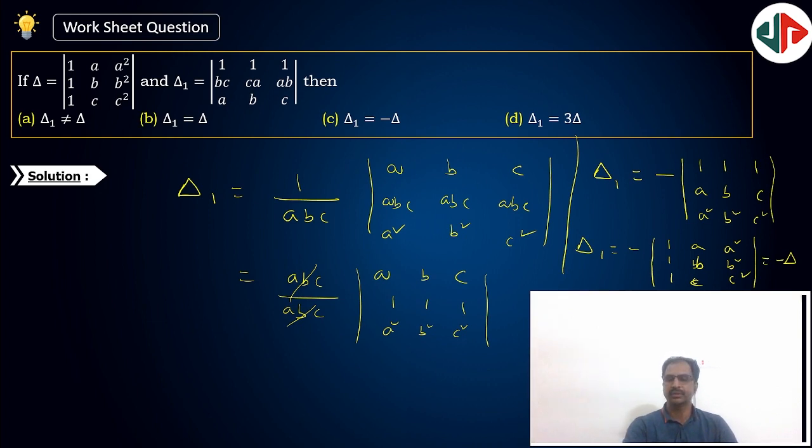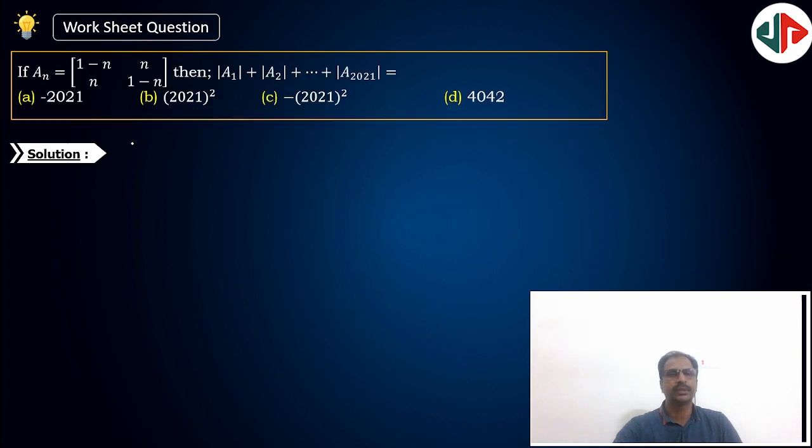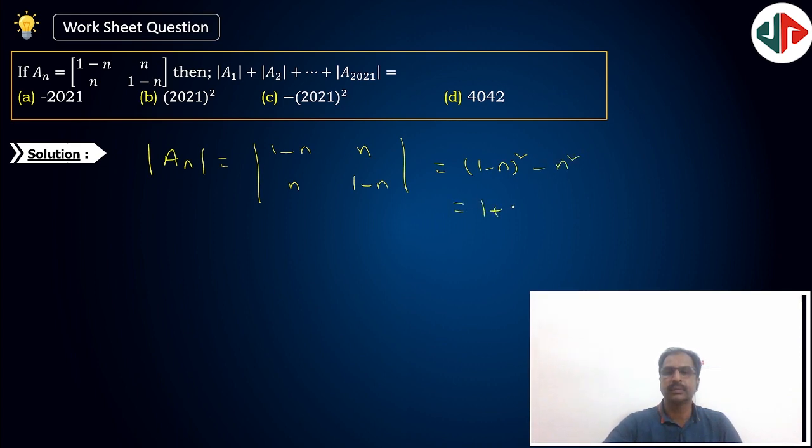Of course, option A is also correct. But the perfect answer should be C. Delta 1 is equal to minus delta. Next, AN is given. So what is delta AN? This is 1 minus n whole square minus n square. So this is 1 plus n square minus 2n. So this is 1 minus 2n. This is delta AN. And what is required for us?